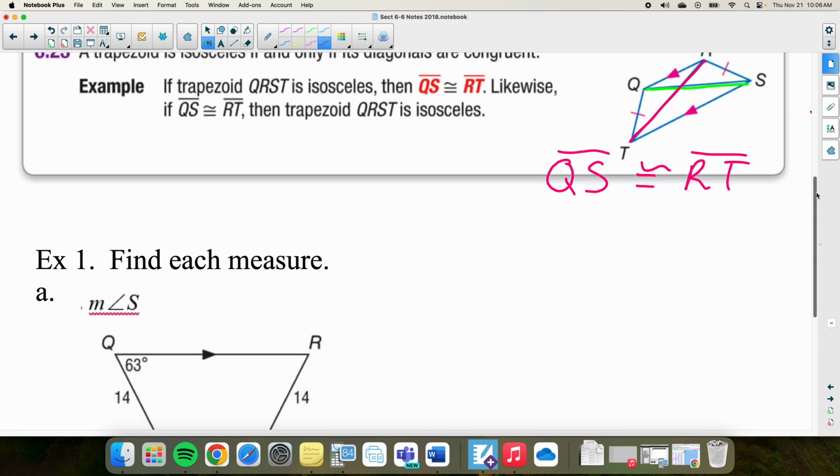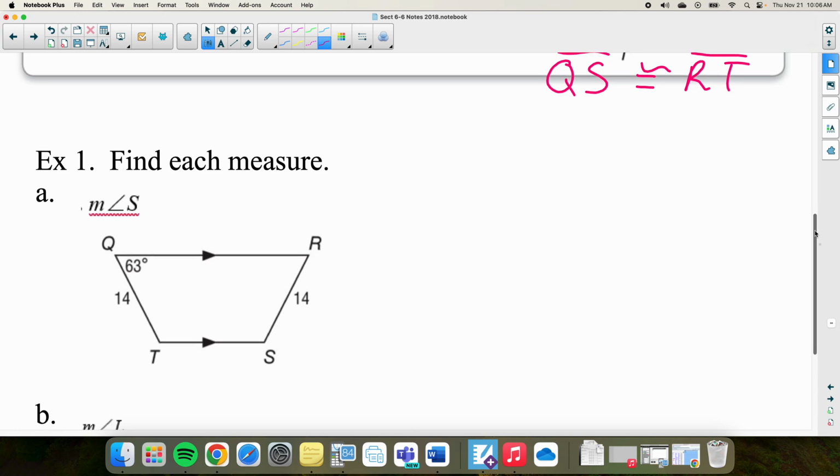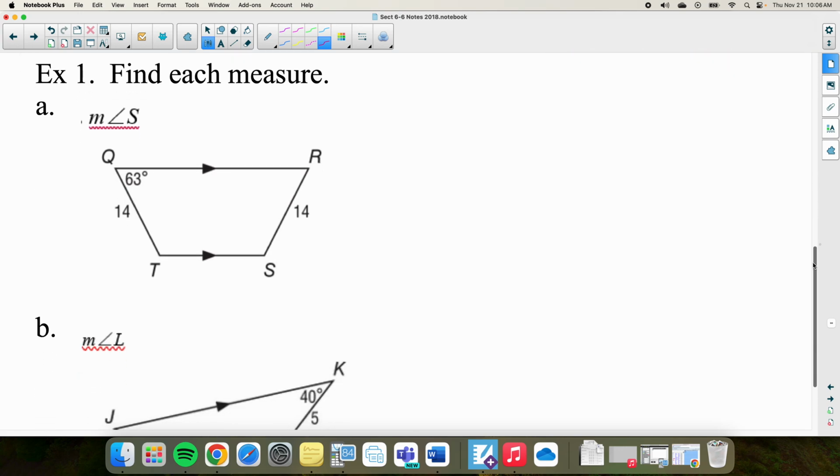Okay, so the first kind of question that you're gonna have is they're gonna ask you for certain angles. And this one asks us for this. Is this a regular trapezoid or an isosceles trapezoid?